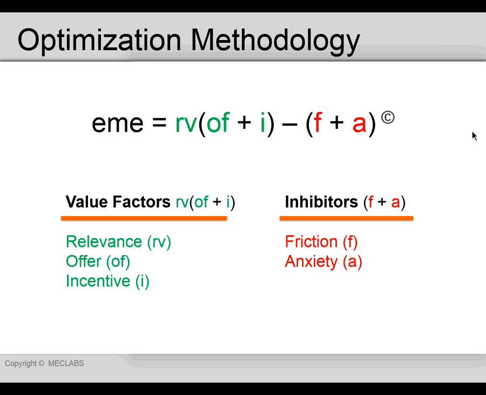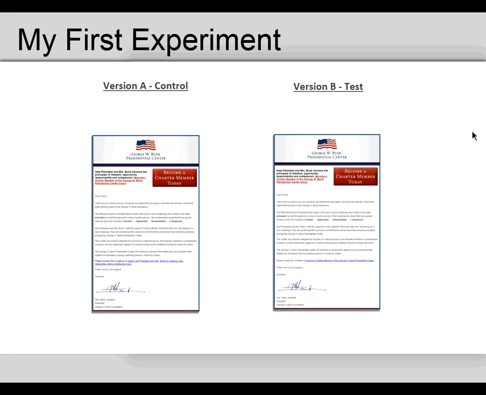On one side of the equation, we have value factors: relevance, offer, incentive. On the other side of the equation, we have inhibitors. These are negative factors, friction and anxiety. And every time we send a message, what we want to try to do is pump up the value factors while at the same time reducing and mitigating some of the inhibitors that would stop somebody from taking an action. So let me show you what this looks like in practice.